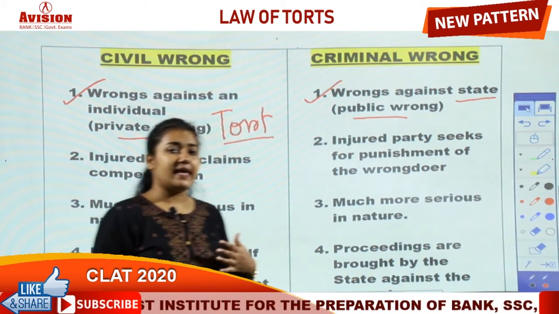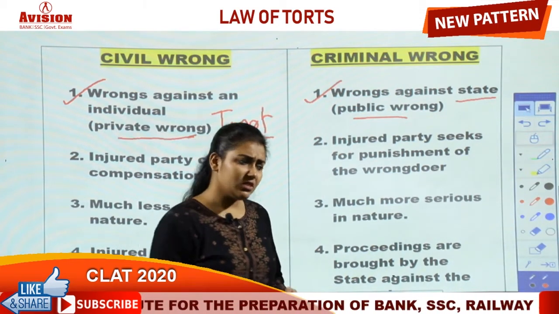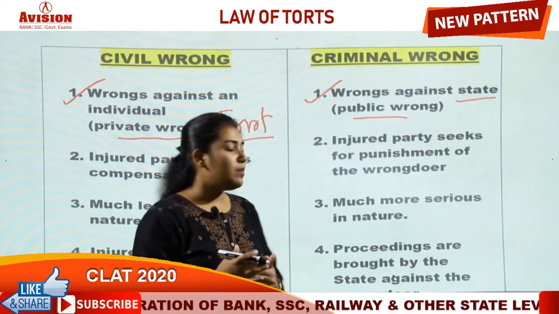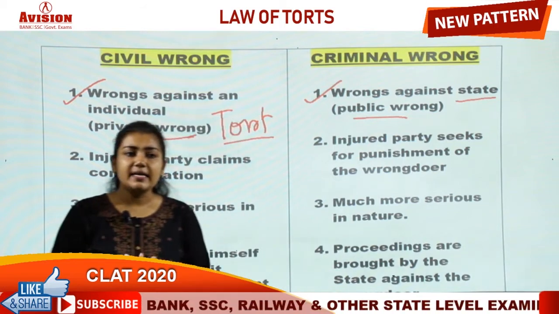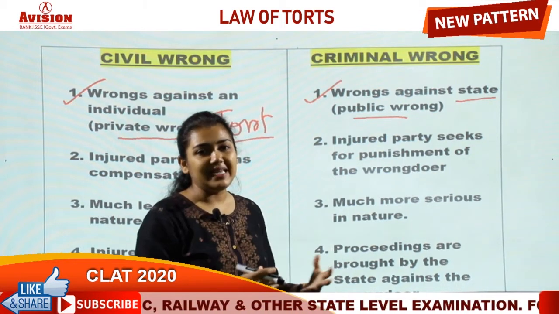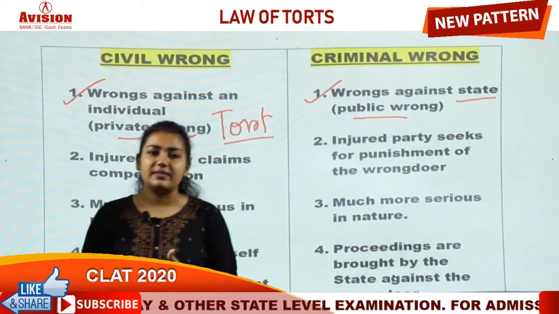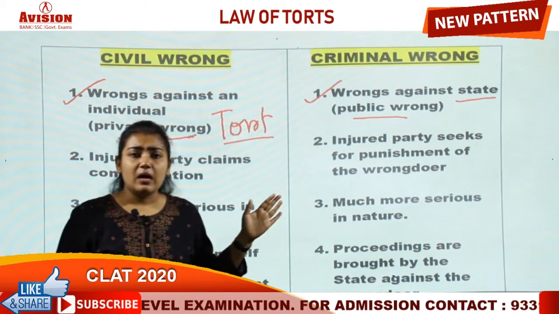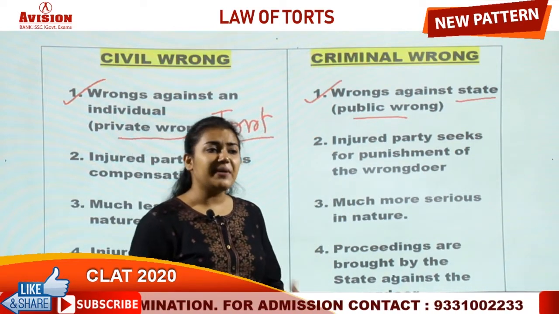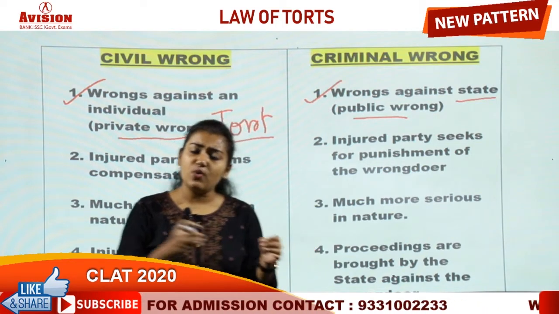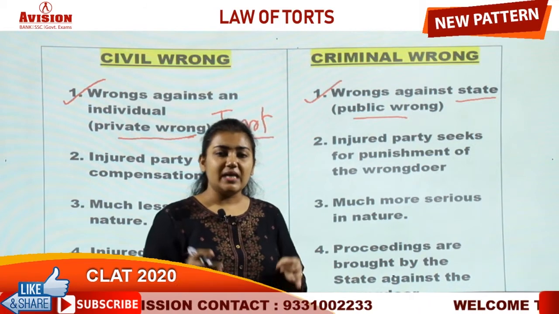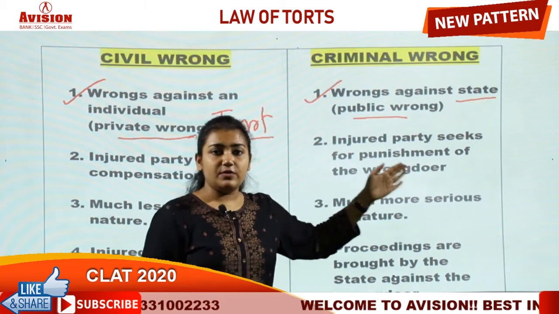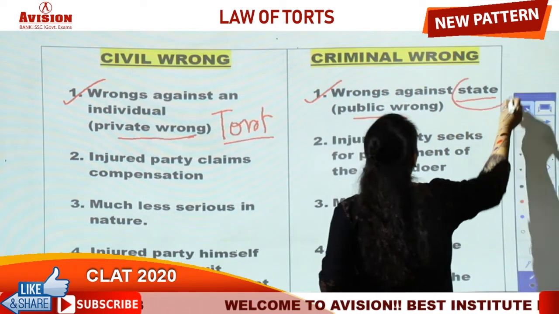If I commit a criminal wrong, just suppose I committed theft. I went to some building and I committed theft there. It is a criminal wrong. But why will the state be involved? I committed theft at an individual's house. It was the house of an individual. So then how will the state be involved?